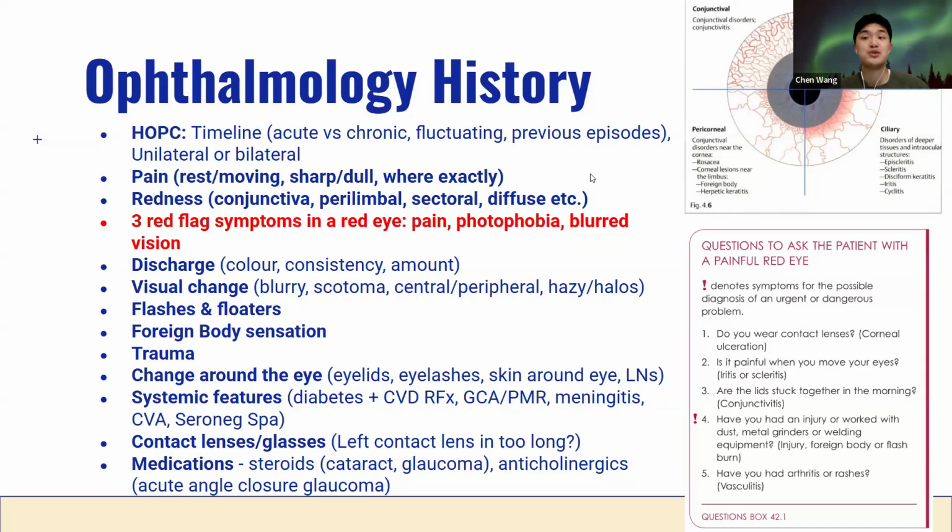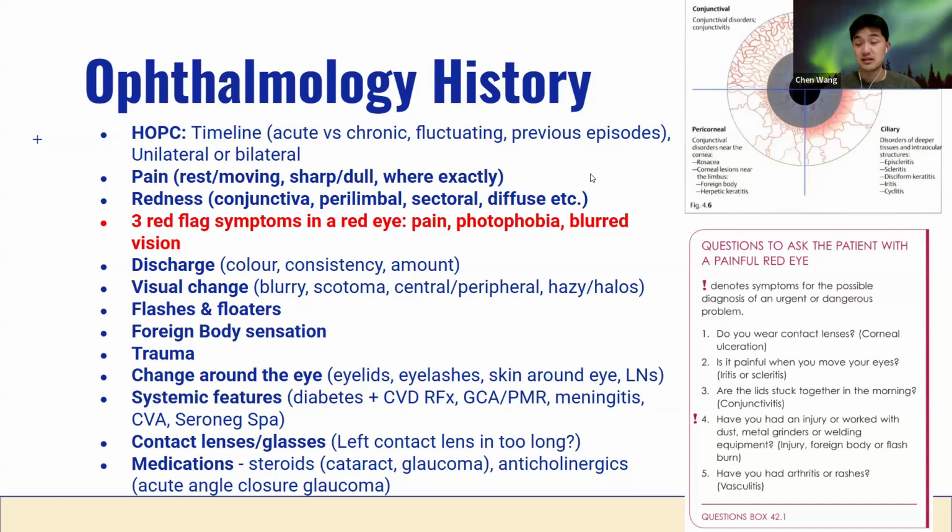Importantly, for the eye, you really want to think about the systemic conditions as well that may manifest in the eye. So I would always want to ask about diabetes, cardiovascular disease, giant cell arteritis, which may be correlated with polymyalgia rheumatica, meningitis, and importantly, seronegative spondyloarthropathies. Ankylosing spondylitis is an important one to ask because that can lead to anterior uveitis.